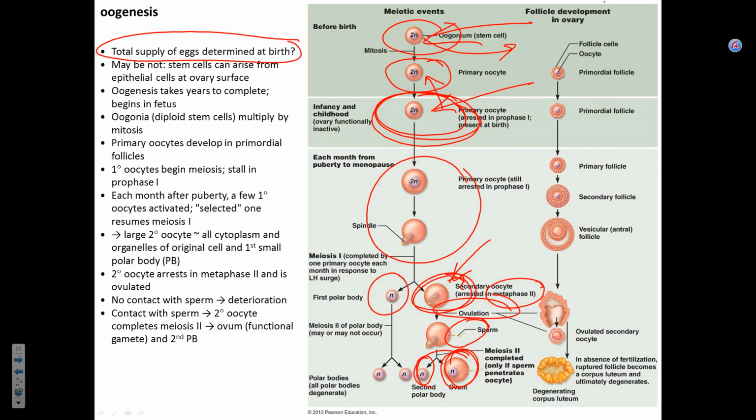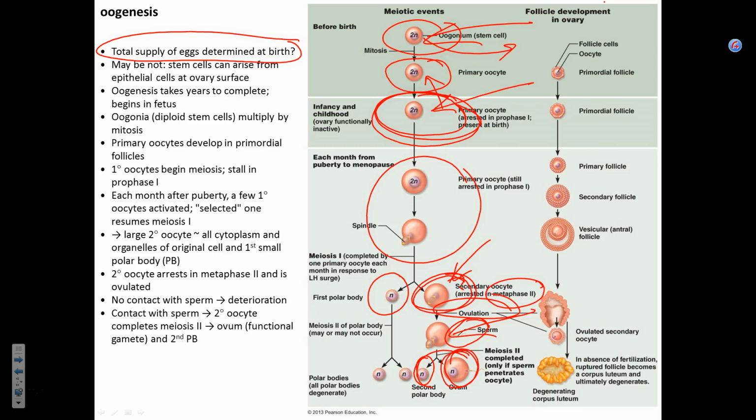Only if the secondary oocyte encounters sperm, it will complete meiosis 2 and become an egg, okay? And then you have all this separation, the joining of the genomes and nucleus formation and so forth. Does that make sense? Without fertilization, the secondary oocyte never becomes an egg. Are we clear?